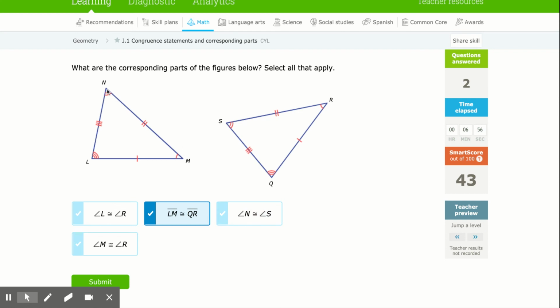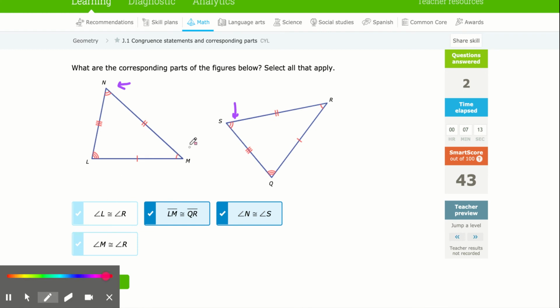Angle N has two little arcs up here. Is that congruent to angle S, which has two arcs? Yes. How about angle M and R? So I look at angle M. M is right here with one arc. Angle R is also one. So yes, they are congruent.